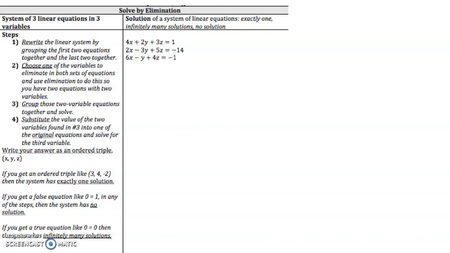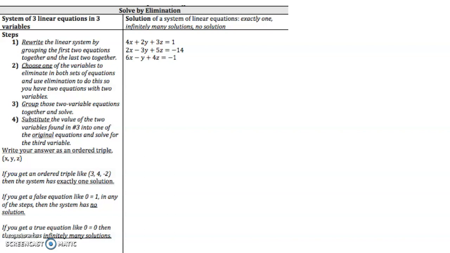So with the three-variable equation system, we use the variables x, y, and z. And if we have three variables, then we need to have three equations. So we can have three different solution situations like with a linear system. So we can have one solution, infinitely many, or no solution. So look at the steps.